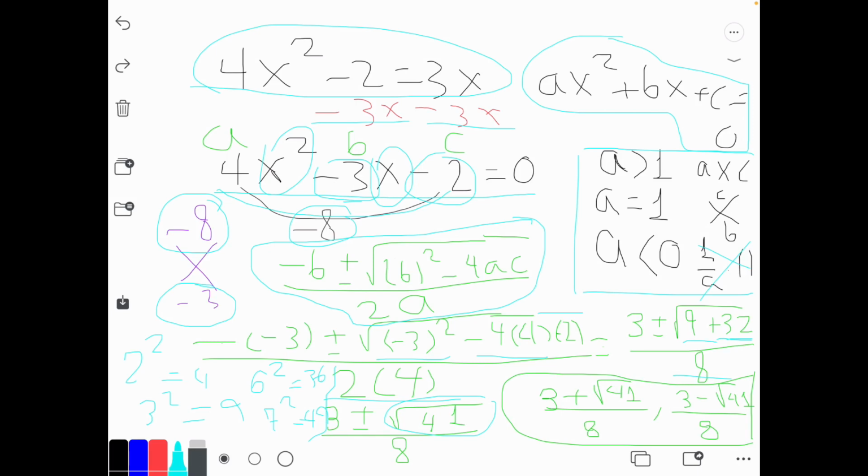You write 3 plus the square root of 41 over 8, and 3 minus the square root of 41 over 8. That's how you should write it. Sometimes the question may want it as 3 over 8 plus the square root of 41 over 8, and 3 over 8 minus the square root of 41 over 8. It depends on how the question wants it, or how your professor wants it. But that's how you get it.